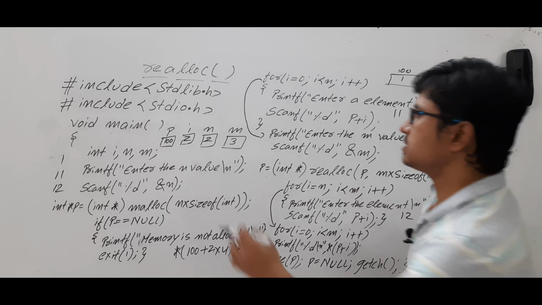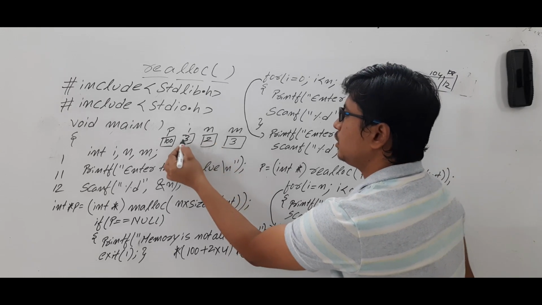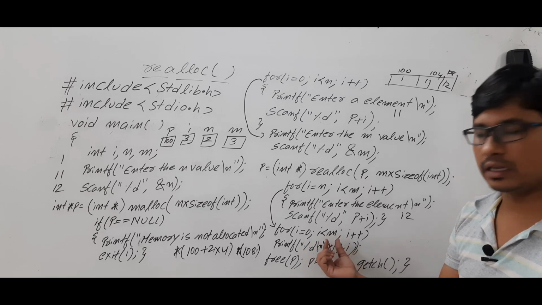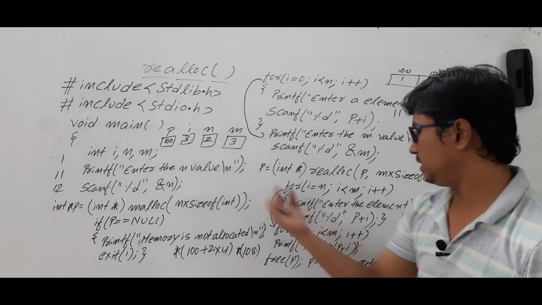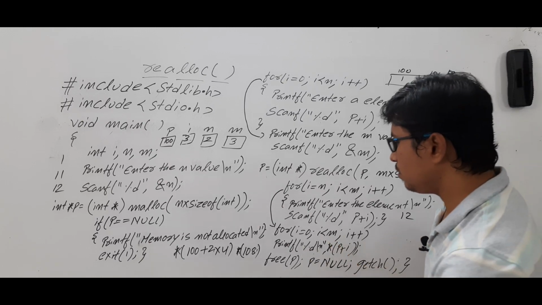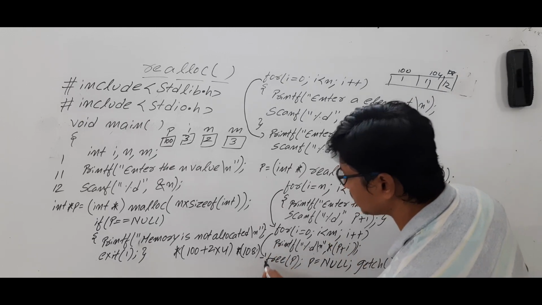Then i plus plus, the i value will become 3. Now 3 is less than 3? No, because they have written the statement i less than n. The i value is 3, the n value is 3. So 3 is equal to 3. So the condition is failed. Once the condition is failed, it will come out of the for loop.